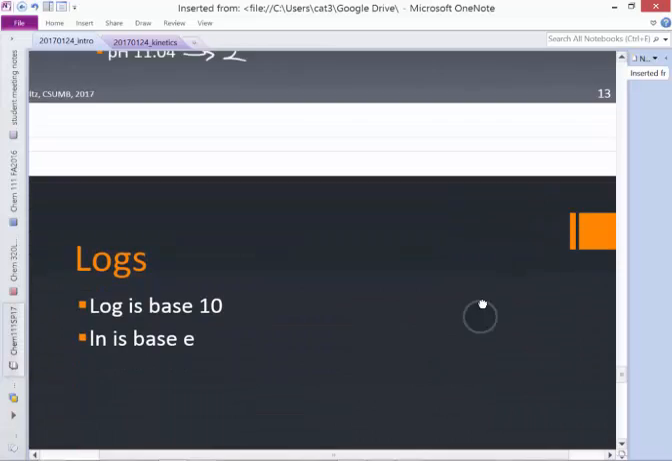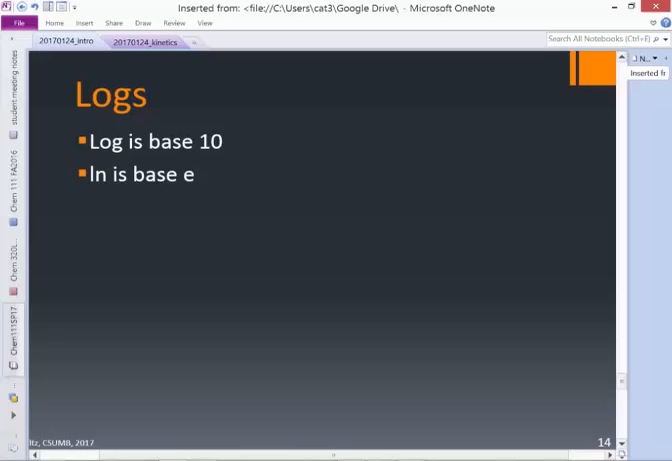But log is base 10. Natural log, ln, is base e. If you are uncertain about logs on your calculator, or raising something to the 10 or to the e, or the times 10 on your calculator, we need to get that squared away right away, because that is a really frustrating reason for you to lose points.